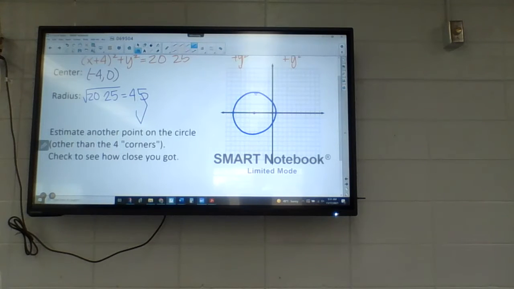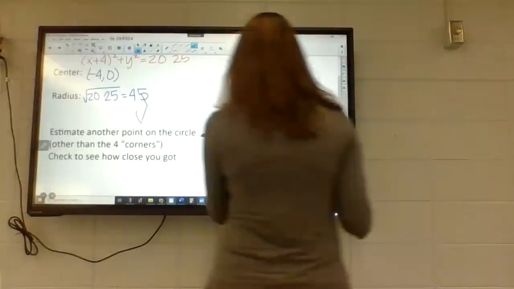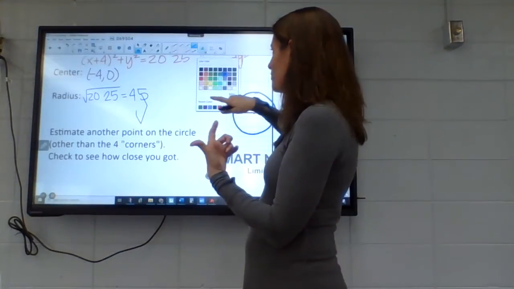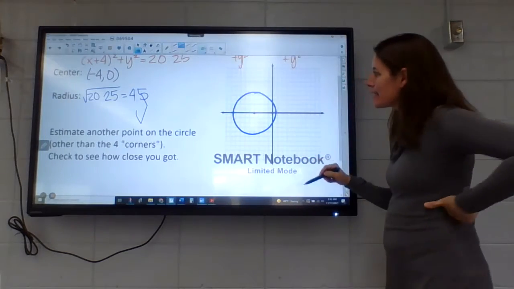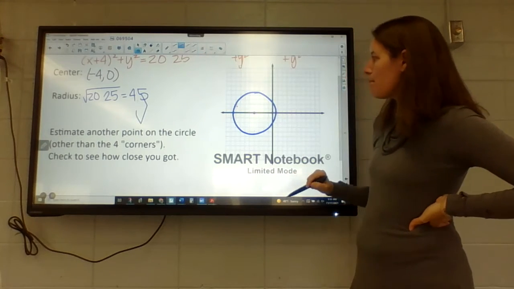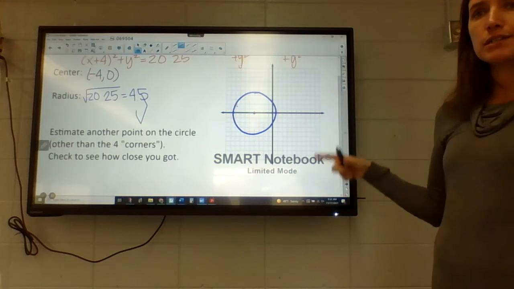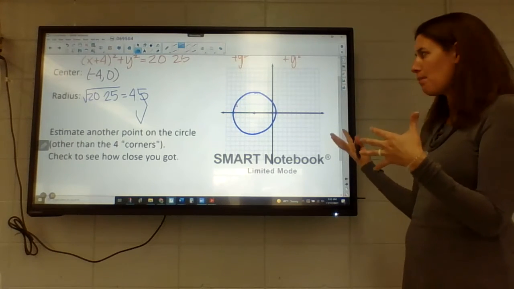Now this last point is part of what they're going to ask you to do in the homework. They said estimate another point on the circle and then check to see how close you got. The homework says the same thing, but it probably says it in a lot more words. It says other than the 4 corners. And what they mean by the 4 corners is the dots we drew. What we're going to try and do is estimate about where kind of looks like a good point. What I mean by that is I thought this side of my circle looked like it was drawn pretty good. So that point would look like a good point to check and see, am I close to my equation? Am I kind of in the right ballpark here?